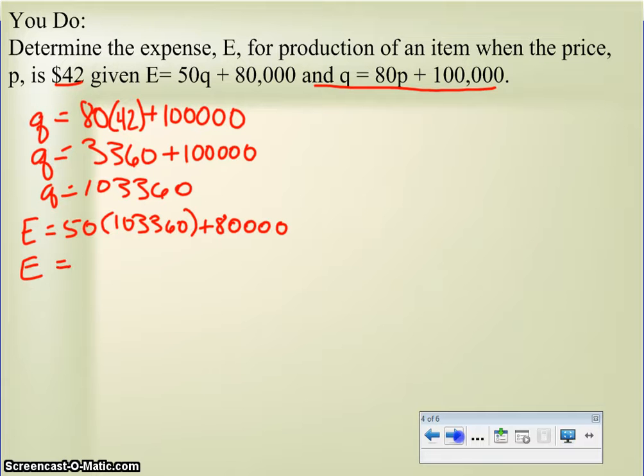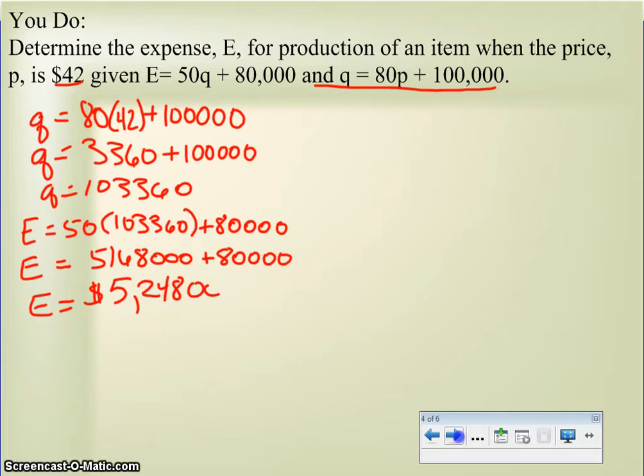And then I have E equals 5,168,000 plus the 80,000. And finally, my expense here, when adding it together, is going to be 5,248,000.